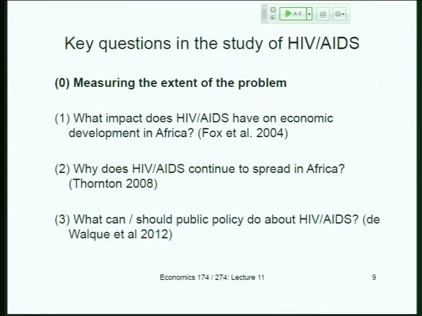Second, we're going to talk about the impacts of HIV/AIDS on economic development, try to talk through what the channels might be through which HIV would affect development outcomes. Then we're going to ask the question about why HIV continues to spread, this question I just posed, and finally start thinking about public policy responses. What are the interventions that might slow the spread of the disease, limit the impact of the disease, help promote the delivery of antiretroviral treatments to people who need them, etc.